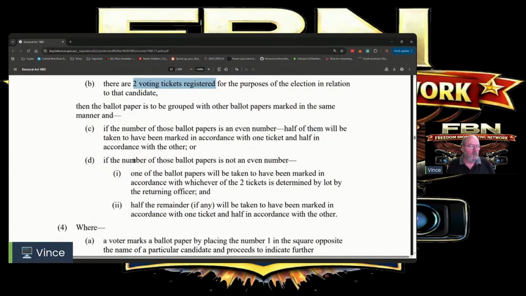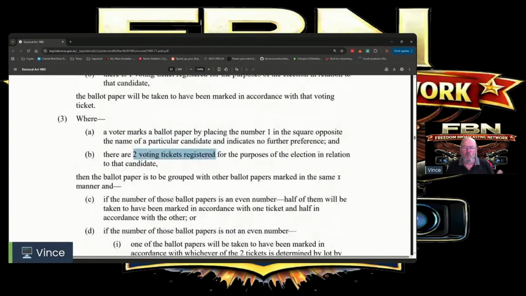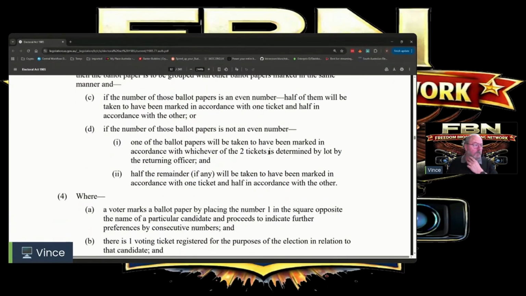And then they obviously deal with it. If the number of the ballot papers is not an even number, one of the ballot papers will be taken to be as marked in accordance with whichever of the 2 tickets is determined by the returning officer. So he gets to pick where that last one lonely little vote will go, whether it be on that paper box or that paper box. But effectively, One Nation registered their tickets, so everybody who may have voted 1 and only 1, it's going to be moved on. If they voted 2 or 3, and 4 and just left it blank, I'm not sure where they stand on that, so let's see if we can find out.